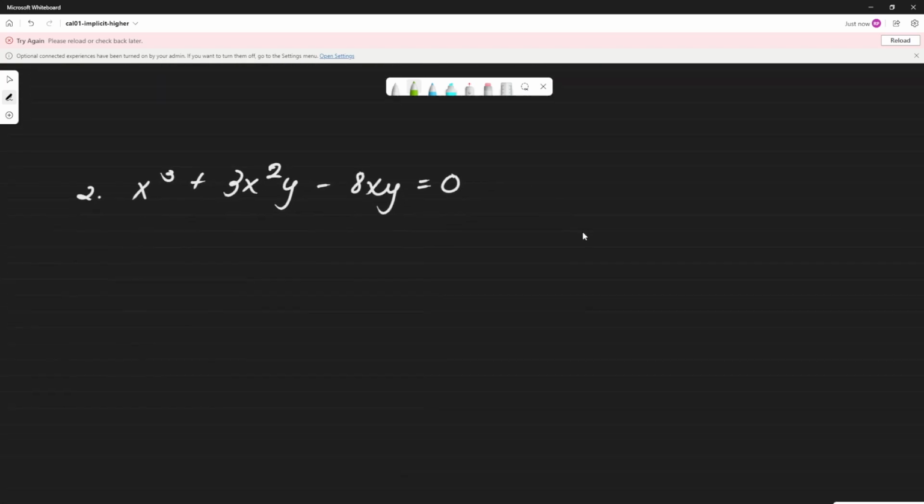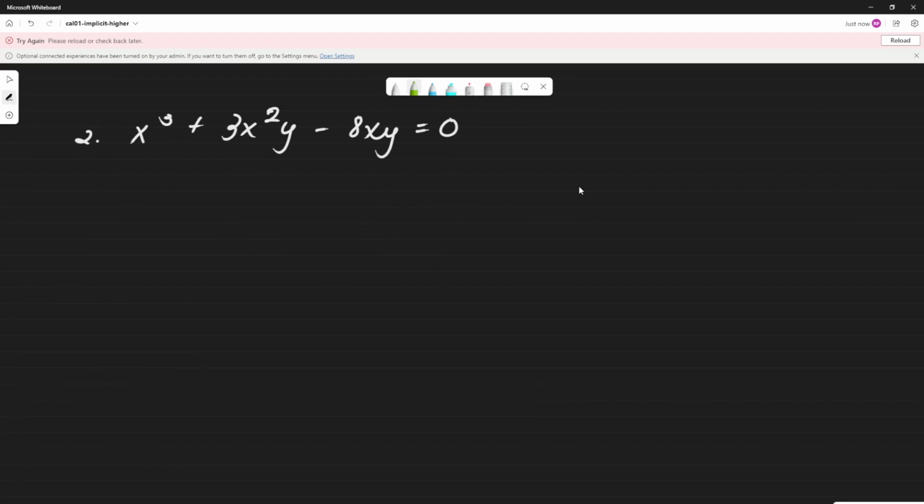We have our second example. What is the derivative of x cubed plus 3x squared y minus 8xy is equal to 0? So, sulat ko lang ulit. We have x cubed plus 3x squared y minus 8xy is equal to 0. Then, let us get the derivative.